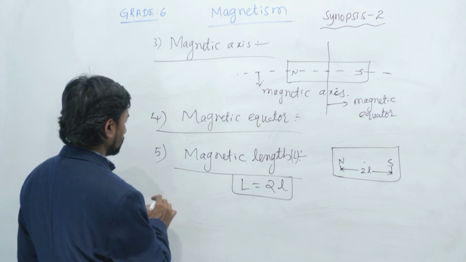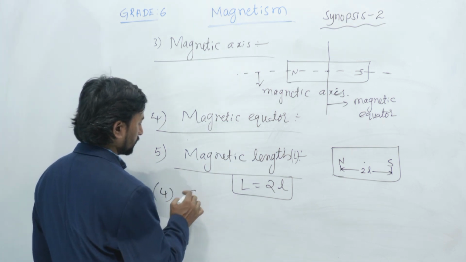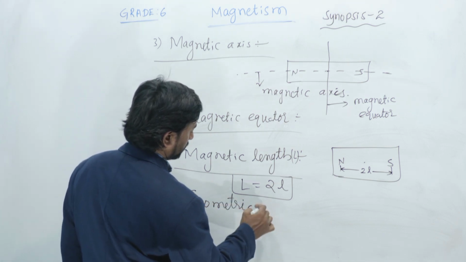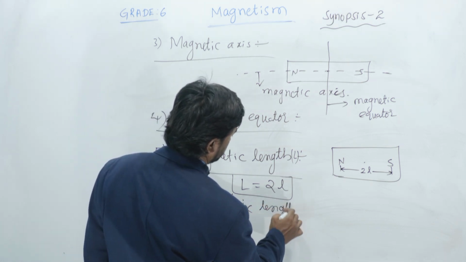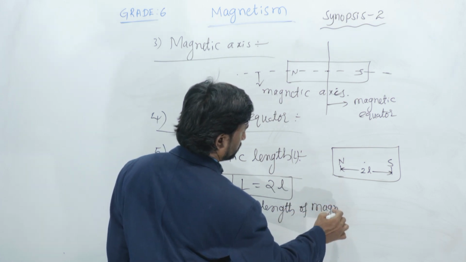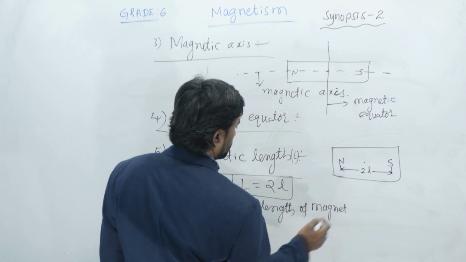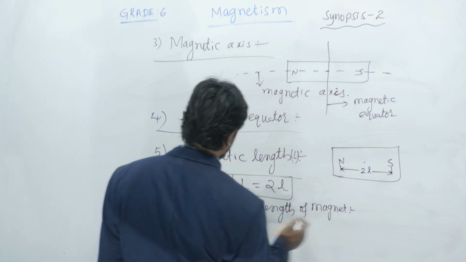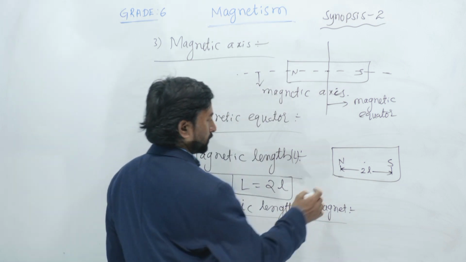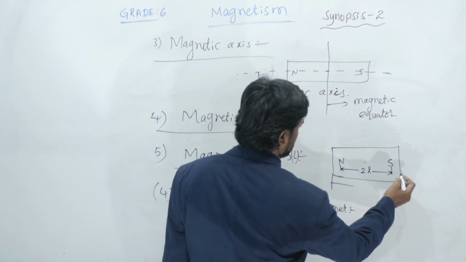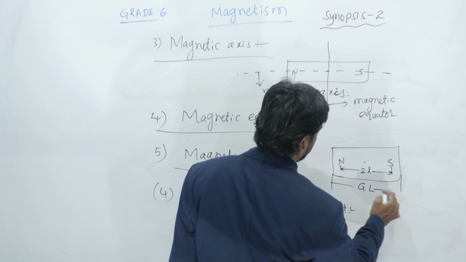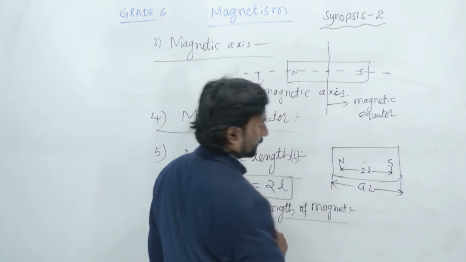And next we have the geometric length of a bar magnet. The geometric length, the length of the magnet, is the distance between the edges of a bar magnet. That is called the geometric length.